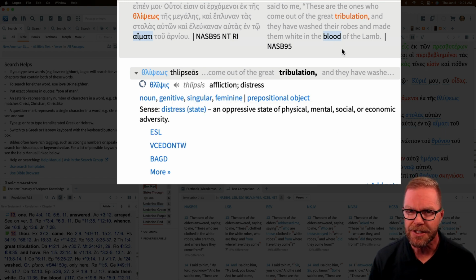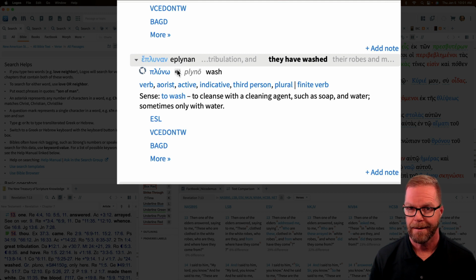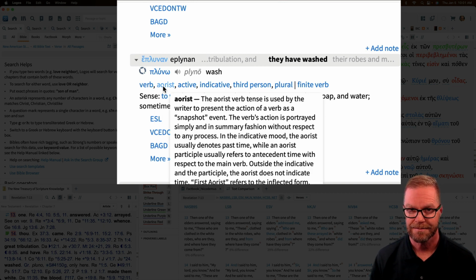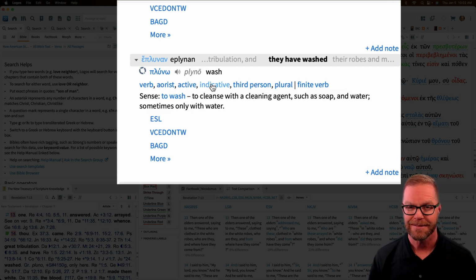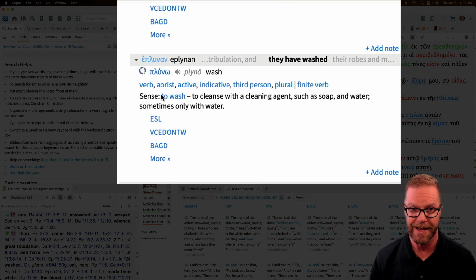So even if, let's just go to "washed" here. Even if you didn't know, pluno, wash, it's a verb, action word, aorist, a snapshot of time. If it's aorist indicative, it usually relates to past time. It's active. Grammatical voice signifies the subject is performing the verbal action. That is, somebody has washed them. God has washed them. Okay. Indicative. It tells you what each part is. So even if you don't know Greek and you've never taken it, you can still find out what it means to wash.